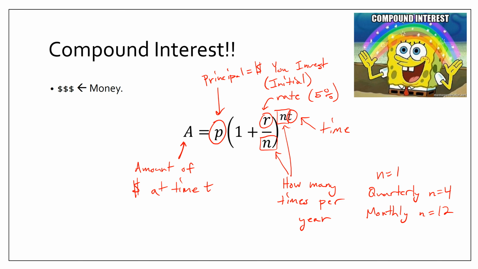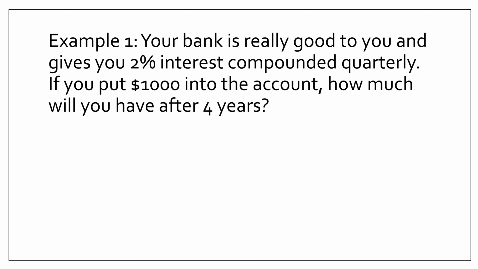Okay, let's do some problems. I'll try to keep them short. These problems are nice. They're plug and chug, which means just plug them into your calculator. So this one. Your bank is really good to you. They give you 2% interest compounded quarterly. This is insane. I think my bank gives me like 0.1% interest or something like that. This is a very, very nice bank. You put $1,000 into the account and you just leave it there. How much are you going to have after 4 years?